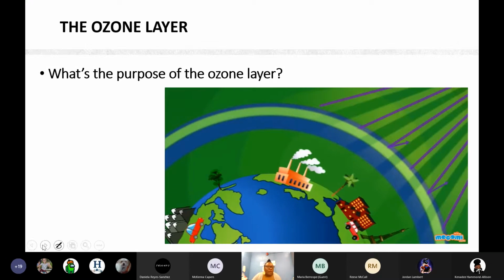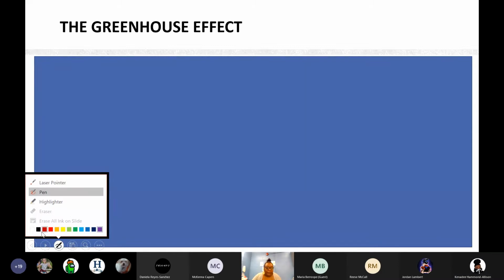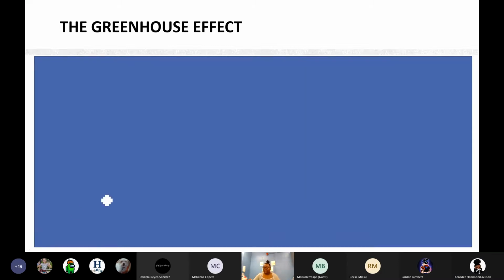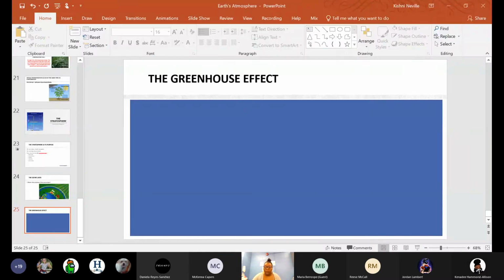So let's start talking about our greenhouse effect. Please write that in your notes, the greenhouse effect. And you'll need a full page to draw your pictures today.